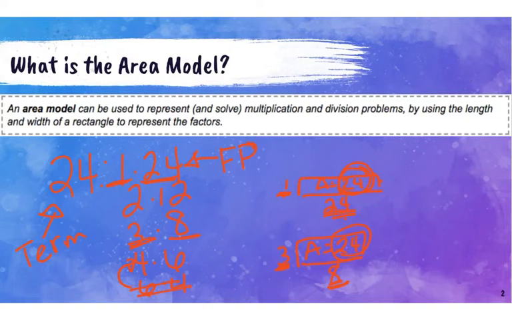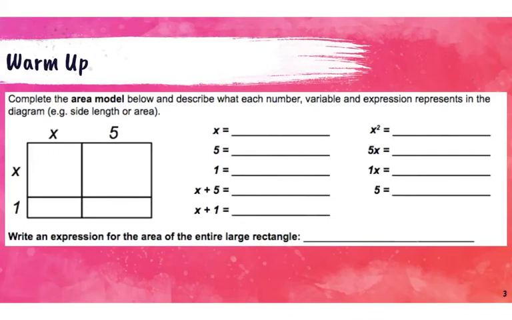All right. So keep that in mind as we start incorporating variables into this. Oh, and there they are. First of all, let's complete this area model. Here I've got x times x, so my area would be x squared. In this box right here, I've got 5 times x, so it would be 5x. Down here, 1 times x gives me 1x.